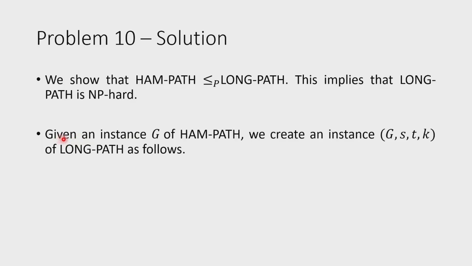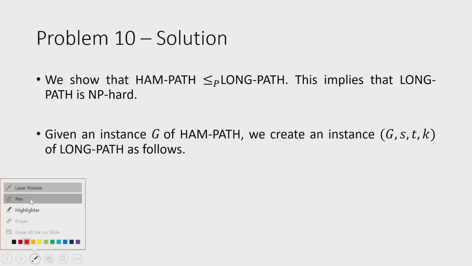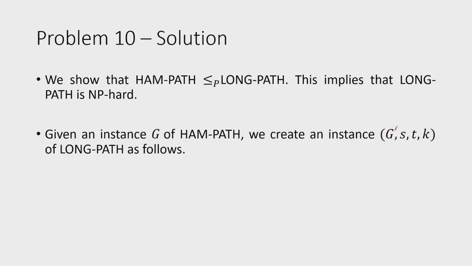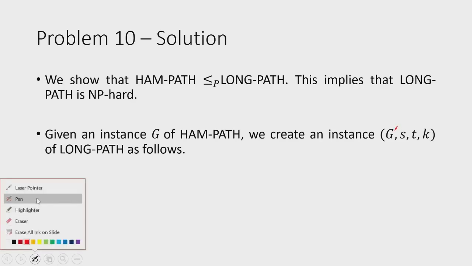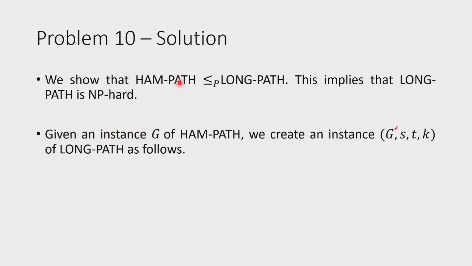So given an instance G of the Hamiltonian path problem, what do we want to do? To avoid confusion, let me call this G prime. We want to reduce the Hamiltonian path problem to the long path problem. So we want to create an instance of the long path problem given an instance of the Hamiltonian path problem. And we'll do this as follows. So now our reduction starts.